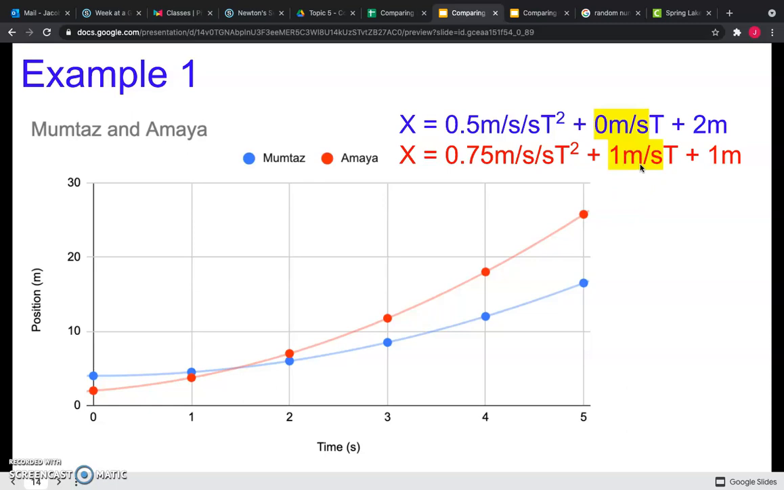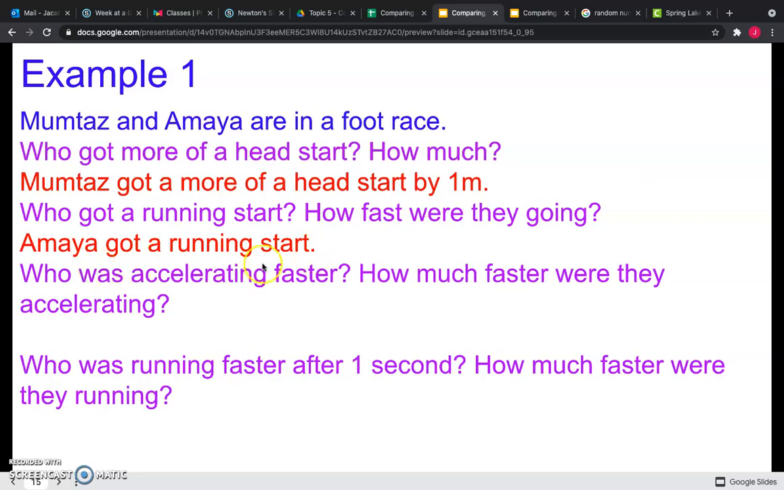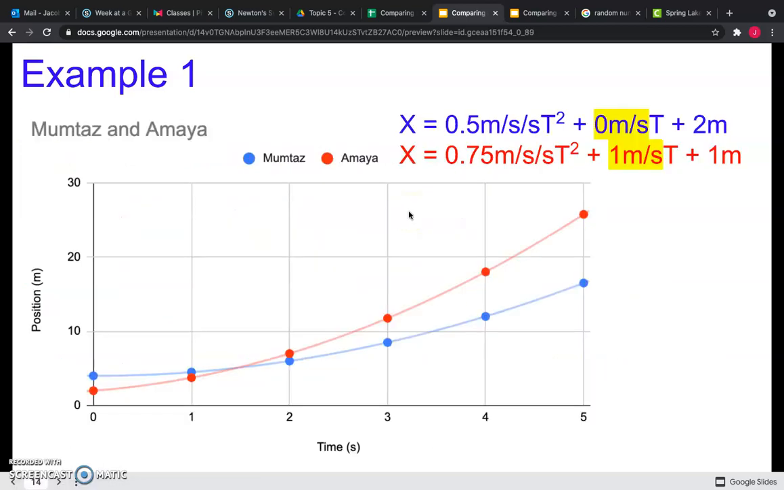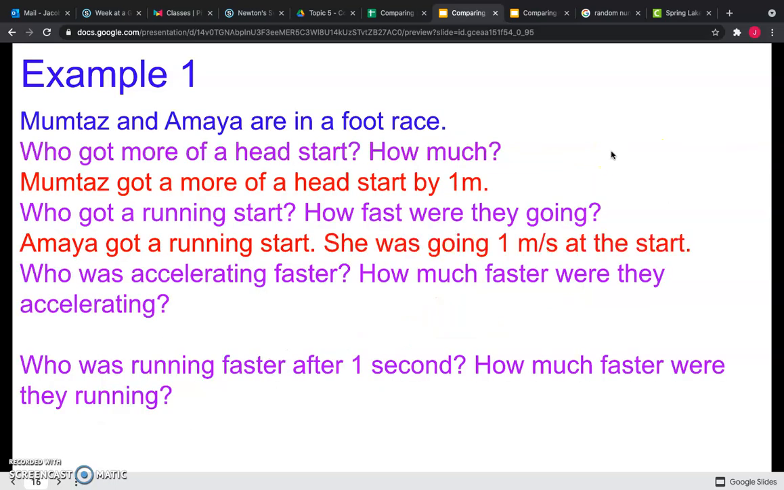She started off going 1 meter per second. And so 1 minus 0 is 1. So Amaya got a running start. She was going 1 meter per second at the start. Oh, actually, we didn't need to subtract. This is just from that 1 right there. We don't need to subtract to figure it out. They were just asking how fast Amaya was going, not how much faster she was going. So 1 meter per second at the start.